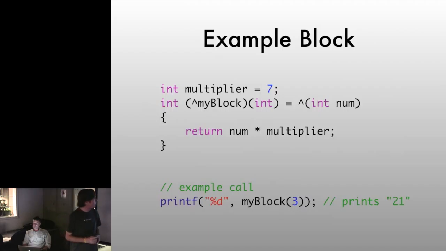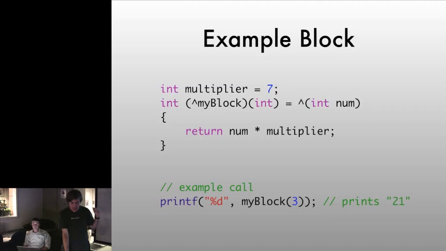So this is an example block. Yes, the syntax is really weird, but it's actually pretty neat. So we have a function; I'm making a block that, given a number, multiplies it by 7. But notice that the 7 isn't coded into the block itself. It's declared as a variable outside. So that variable is dynamically bound.